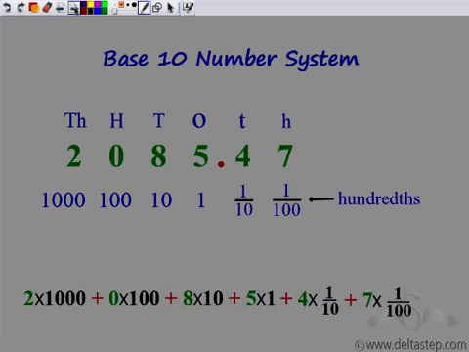And we can expand this number also. We can write this number as the sum of digits into their column multipliers. So this is 2 times 1000 plus 0 times 100 plus 8 times 10 plus 5 times 1 plus 4 times 1 by 10 plus 7 times 1 by 100. So this is what I get. All I have done is, to denote these hundredths, I have added one more decimal place after tenths, which indicates hundredths now.